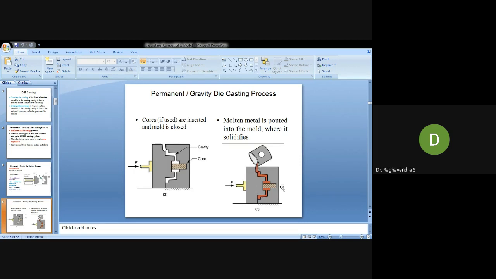There is no sand here, there is no pattern here. The die itself is the mold and it is preheated. Hope you got my point. Yes or no? You are there with me? Yes, sir.